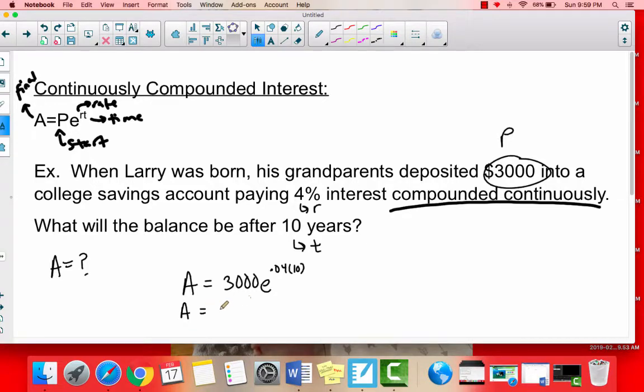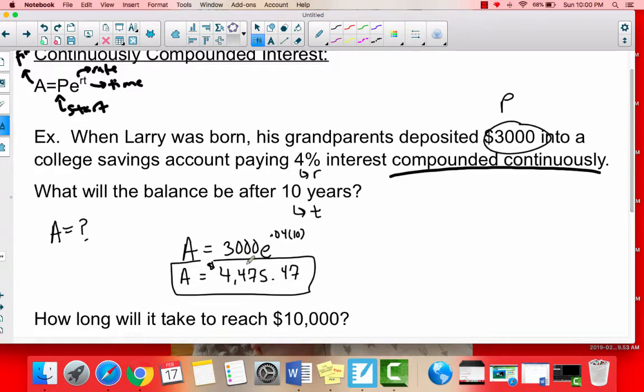And when you solve, you get $4,475.47. That would be in this person's savings account after 10 years. Okay, and that's assuming you didn't take anything out, you didn't add anything extra, you just put $3,000 in and you left it alone for 10 years. All right, if you have any questions about where the E button is or how to type that in, let me know, but hopefully that was pretty easy.